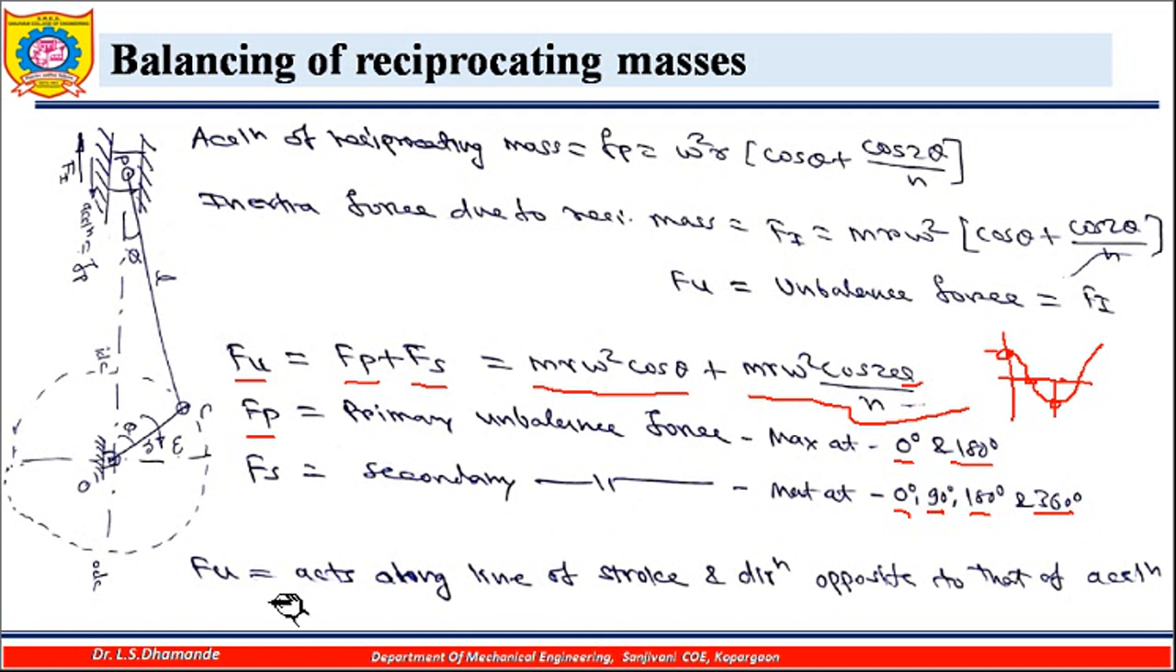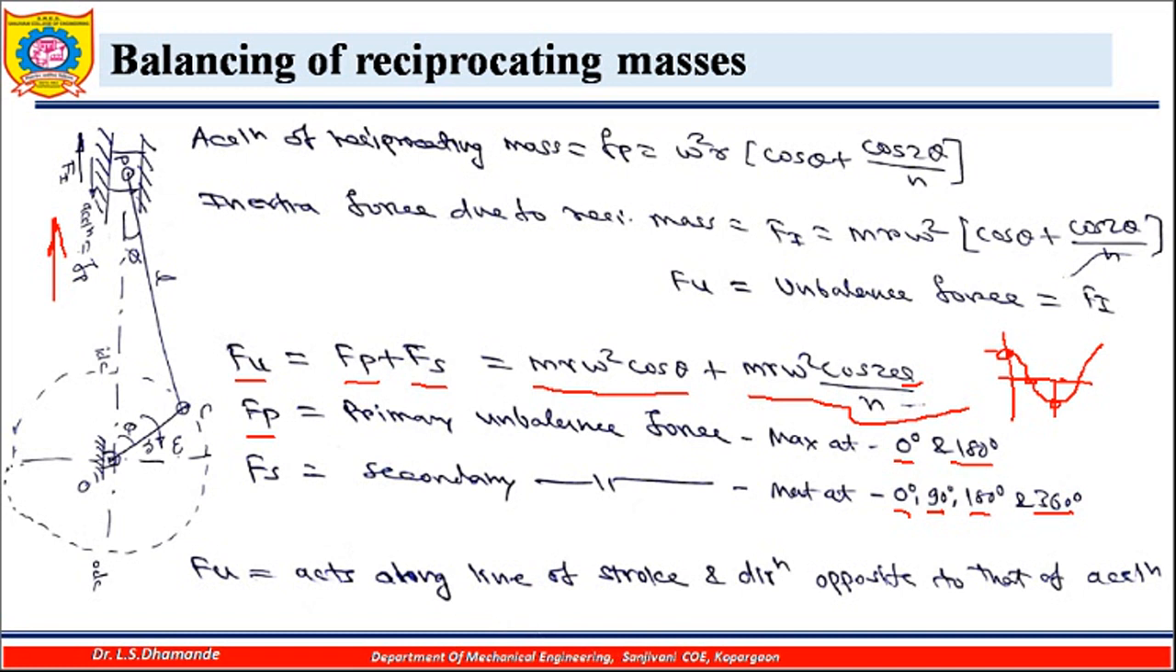So this unbalanced force acts along the line of stroke, and the direction is opposite to that of acceleration. If the acceleration is in the downward direction, this inertia force will be acting in the upward direction if there is a vertical engine. And if it is a horizontal engine, and the acceleration is towards right, then your inertia force will be towards left.